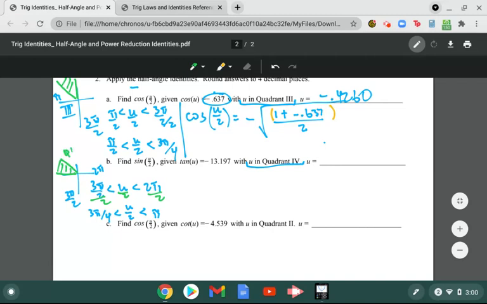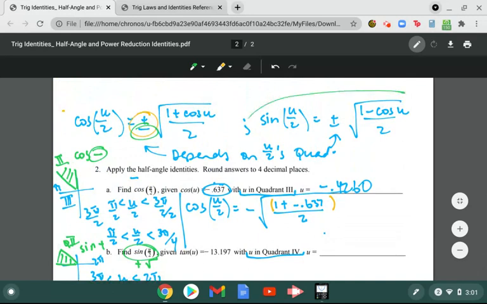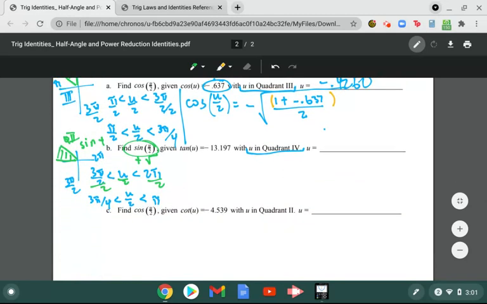This one's also in quadrant 2. So I know that this is in quadrant 2. In quadrant 2, sine is positive. So I know that I want to use the positive square root for my formula. I'm going to use the positive, but I also need cosine, and I don't have cosine. So I'm going to work with my triangle and come up with cosine.